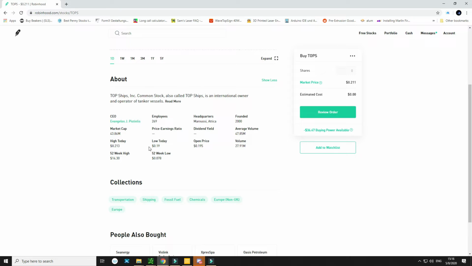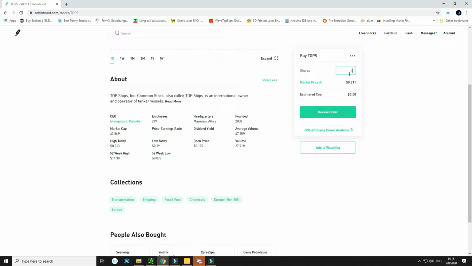price, open price, high, low. 52-week high is 14, so within the last 52 weeks it's been at 14.30. 52-week low has been at 7 cents pretty much. Over here you've got your buy or sell. Right now it doesn't have a sell order. It would be right here, but we didn't buy anything.